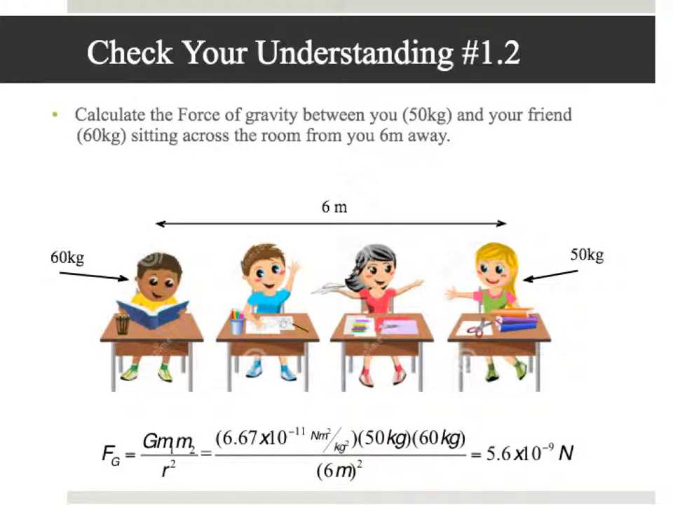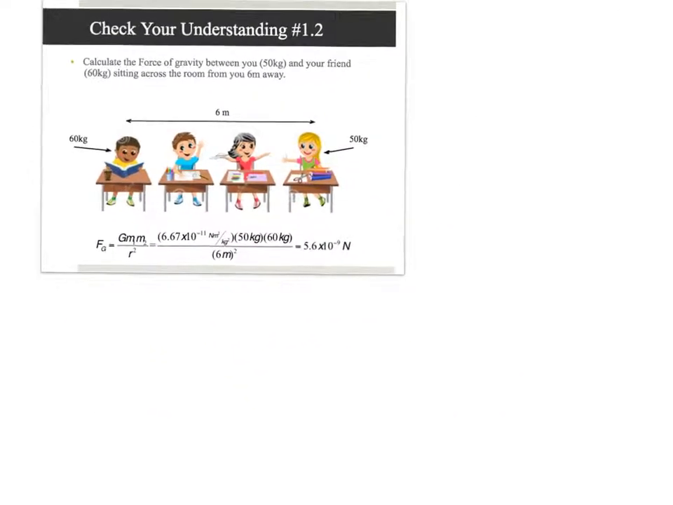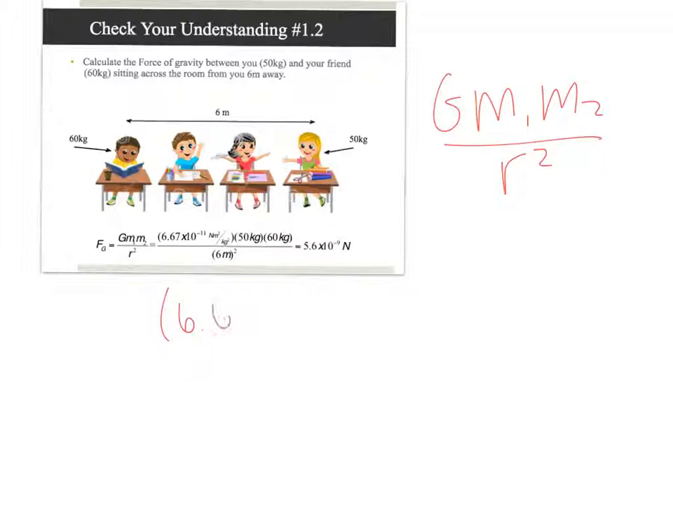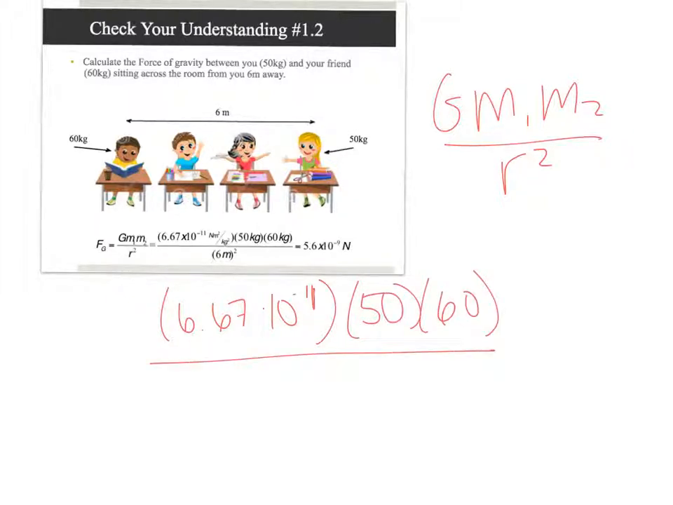All right, let's try it now if you're doing it between you and your friend and you're sitting 6 meters away from each other. So now we're changing the distance between you. Try this one on your own and then watch me do it. So big G m1 m2 over r squared. I'm going to have the same numerator, 6.67 times 10 to the negative 11th times 50 times 60. Now it's divided by 6 squared. I put that in my calculator, and you should get 5.6 times 10 to the negative 9th.